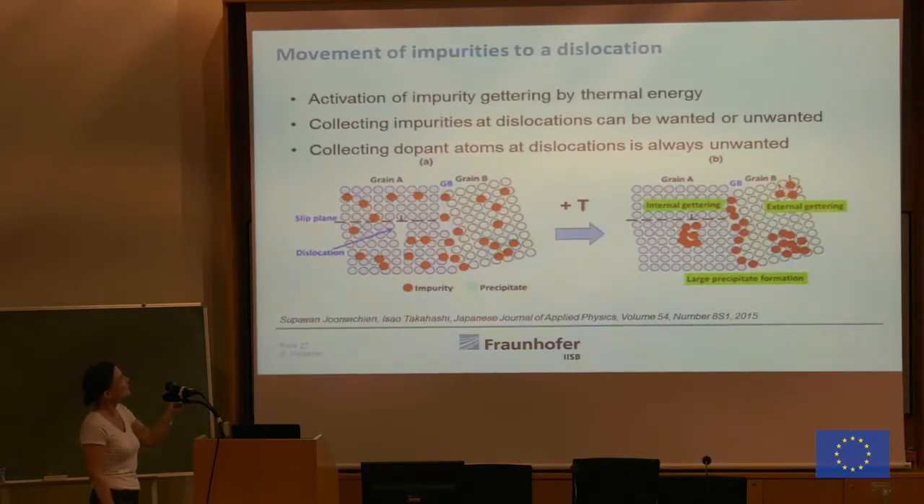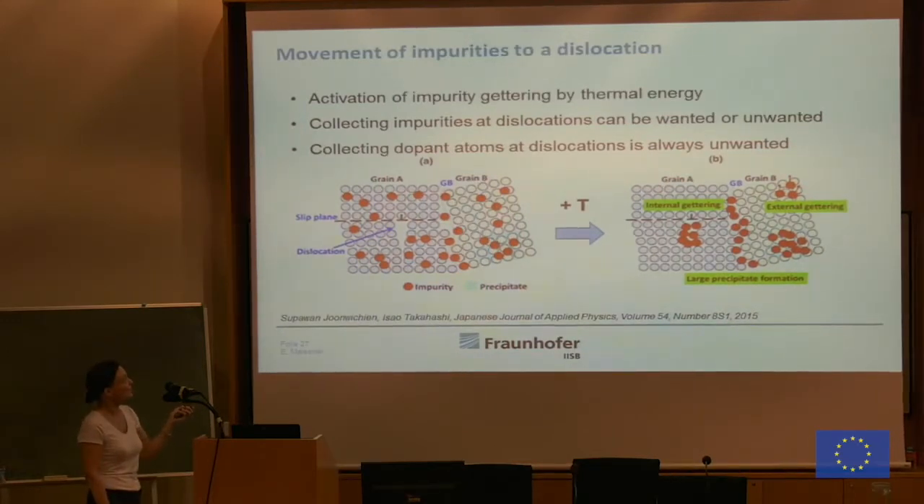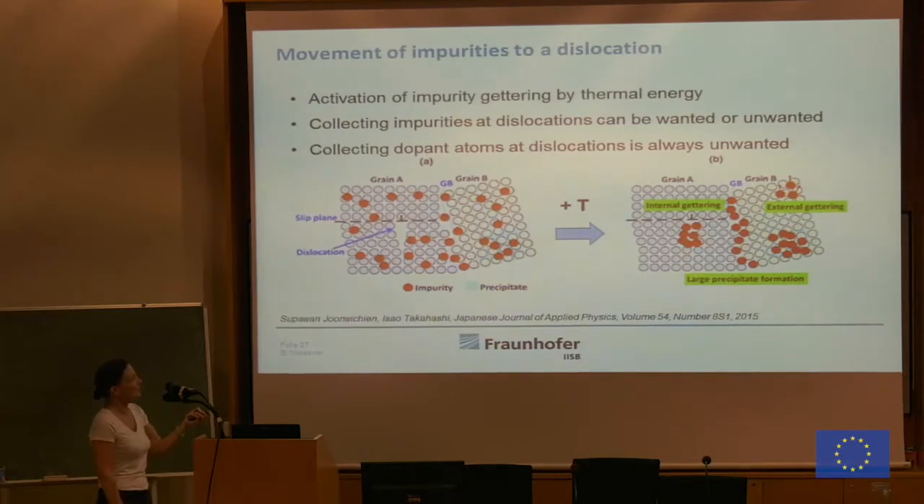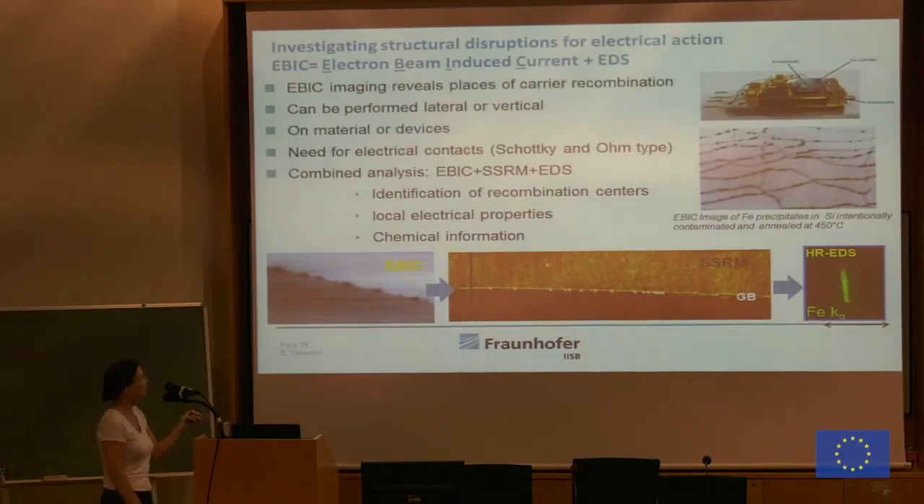So there is an activation of an impurity to be gathered through thermal activation, and the impurities are being collected at the place of a dislocation. It can be wanted or unwanted, and you see here, for example, a grain boundary between two crystals. This is very typical for polycrystalline solar silicon. If you have many impurities here, which are the red dots, and you add some temperature and some process steps, they can move to such places where you have a large abundance of dislocations, and they just collect the impurities and the dopant atoms with them, as unwanted.